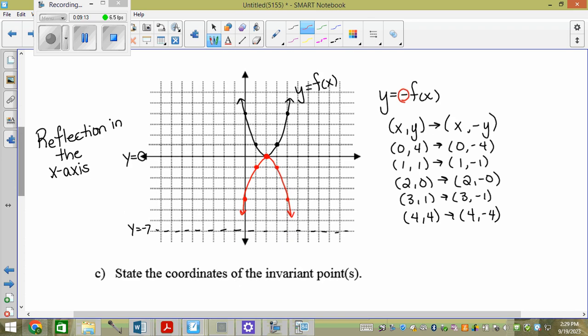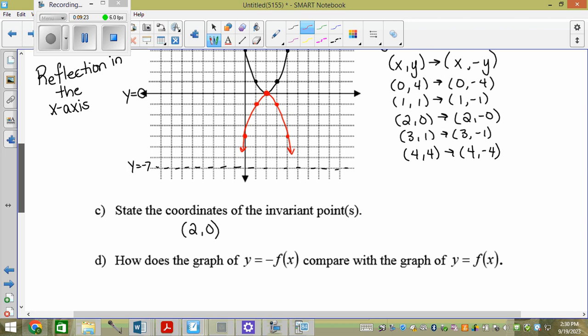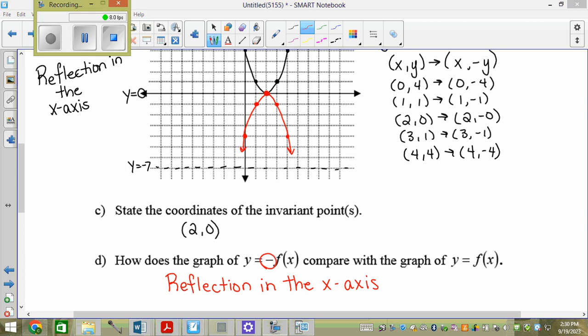Here it says, state the coordinates of the invariant points. The invariant point is at (2, 0). That's the only coordinate. It says, how does the graph of y equals negative f of x compare to the graph of y equals f of x? It's a reflection in the x-axis, because when your y's move, they're going to flip over the x-axis. The positives will become negative y's, and the negative y's will become positive y's.